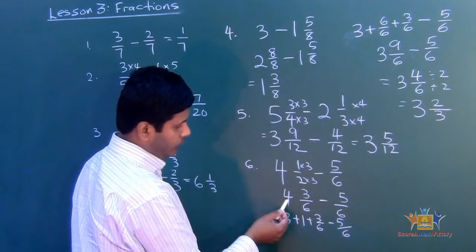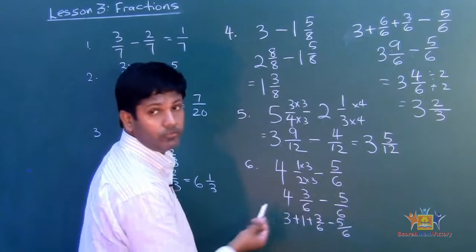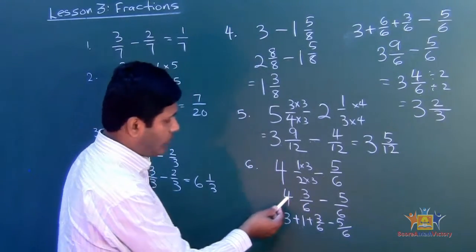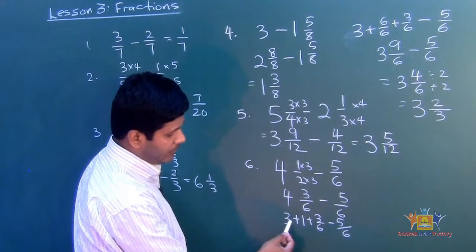So we had 4 and 3 over 6 minus 5 over 6. The 3 is smaller to subtract with 5. I have to borrow 1 from 4, and that brings the 4 down to be 3.